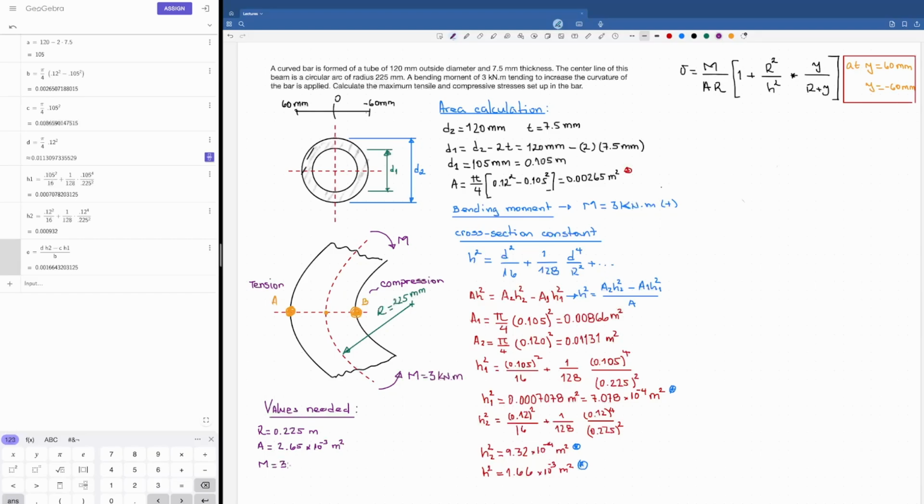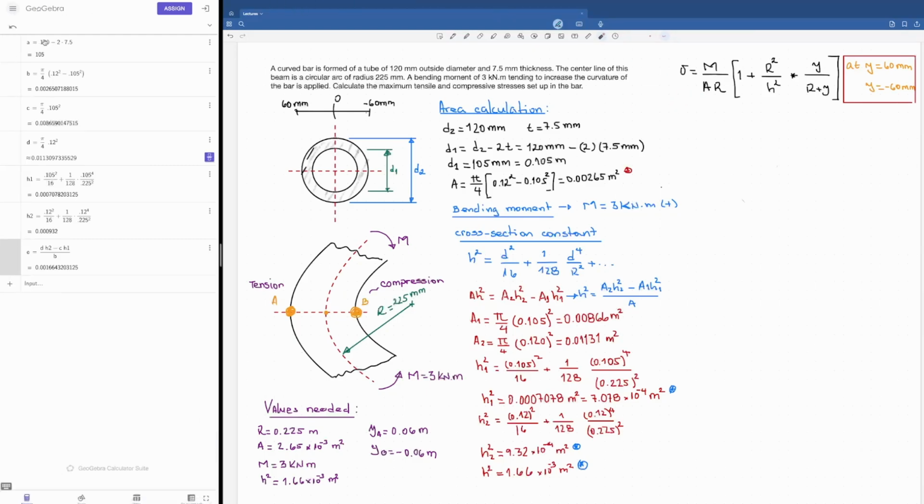3 kilonewton meters. Then what else do we need? We need H2 that we just calculated. It is 1.66 times 10 to the power of minus 3 square meters. And then we said that y for A is going to be 0.06 meters, and then the y that I need to use for B is going to be equal to minus 0.06 meters. Then I have all the values needed to apply this formula here.